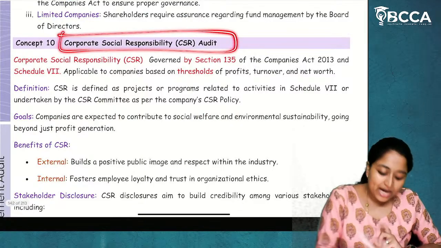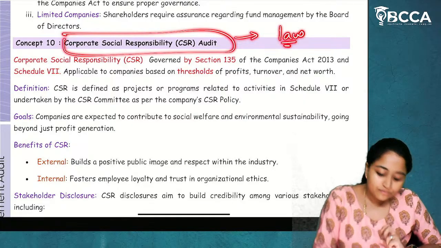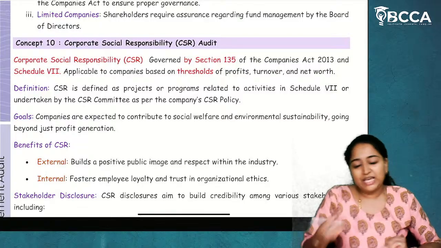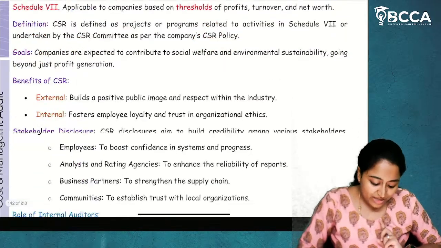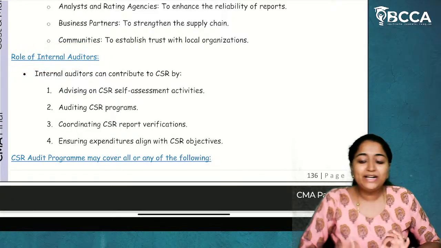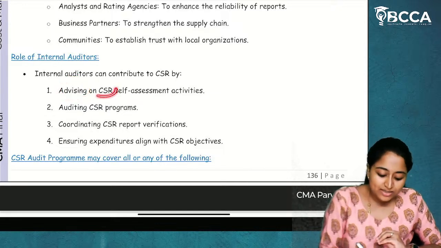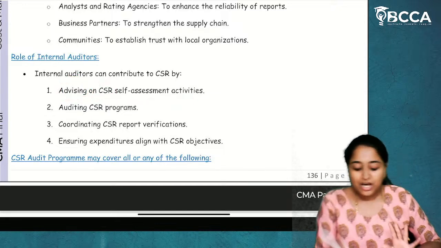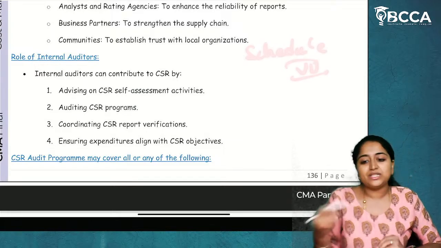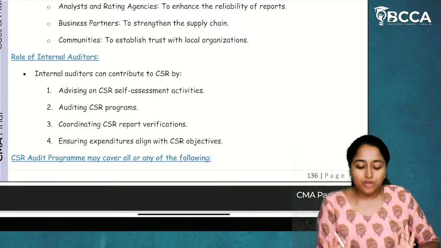Next, CSR audit. This CSR audit you already have in your law. Whatever we have in law, the same thing is there here also. But here we have a special point, the role of internal auditors. Now in CSR audit, what are the internal auditors going to do? They give advice on CSR self-assessment activities. Now we have Schedule 7 activities. In these Schedule 7 activities, how the assessment has to be done for CSR audit, regarding that, advice will be given by the internal auditors.